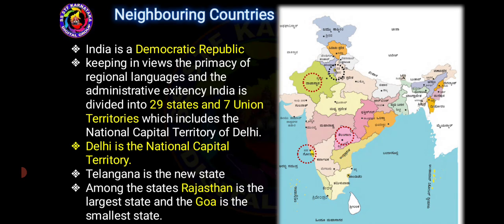And which is the capital of India? Delhi. So Delhi is the capital, the national capital territory. Which was the state that was newly formed? Telangana. Among the states, Rajasthan is the largest state and Goa is the smallest state. You can see in the map these are the different administrative divisions.